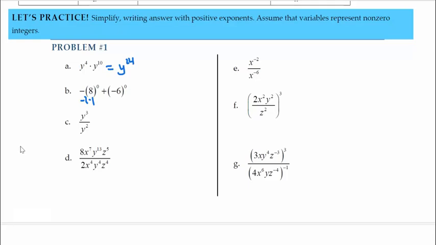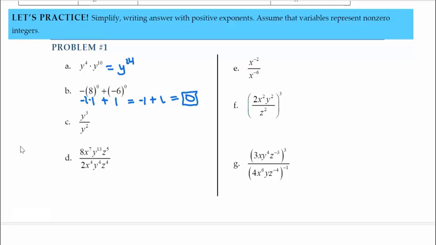Right? So I've got negative 1 times 1 on this one, plus negative 6 raised to the 0 power. Anything raised to a 0 power is 1, so I've got 1 here. So when I look at this, negative 1 times 1 is negative 1, and then plus that other 1 gives me 0 for my answer on this.